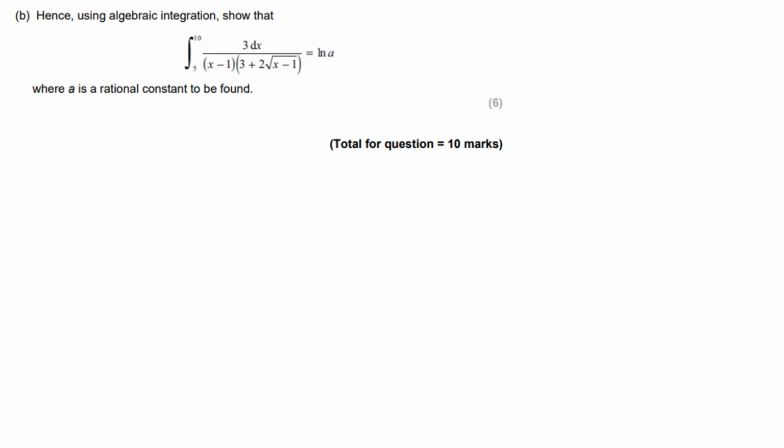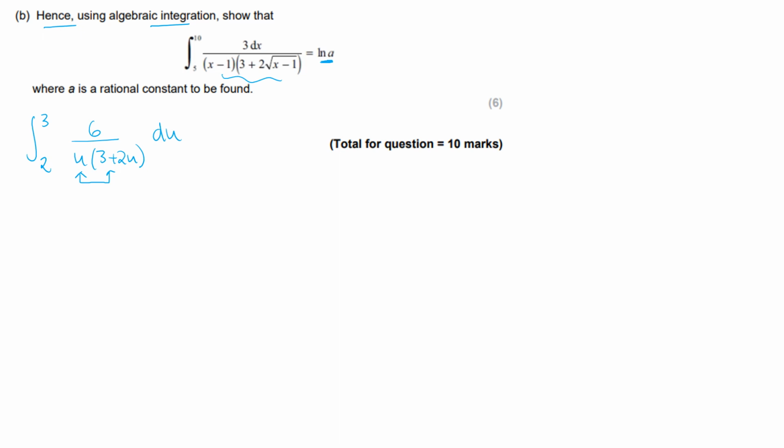In part B, we're being asked to go ahead and do the integration. It says hence, because we need to use the substitution that we found in part A, that this integral was equivalent to integrating between 2 and 3 of 6 over u times 3 plus 2u. So that's what we've got to do, and the answer to this will be the same as the answer to this, and we're trying to look for it in terms of ln of a, where a is a rational constant. Now, we've got to recognize that this is a single fraction and we need to use partial fractions.